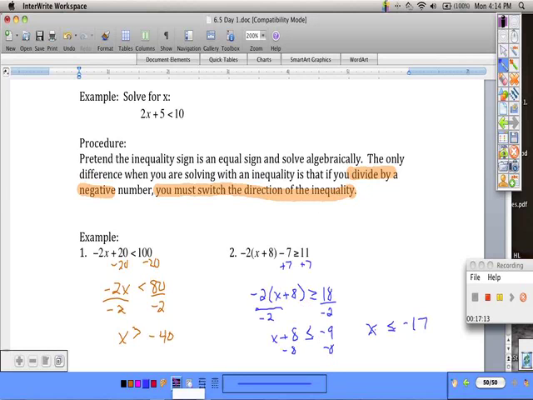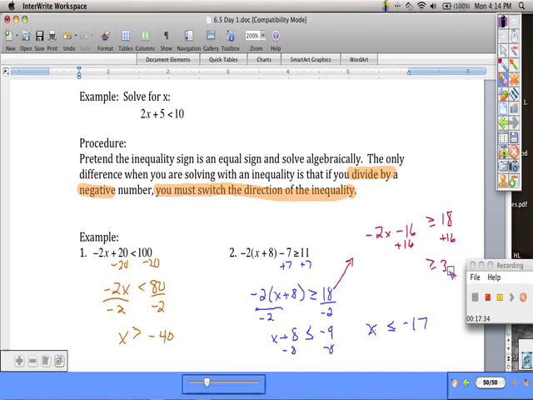If you would have distributed, we would have ended up with negative 2x minus 16 is bigger than or equal to 18. We add 16 to both sides. That would be 35. Take that back. That would be 34. Divide by negative 2. Dividing by a negative switches the inequality, and we end up with the exact same answer. It does not matter which way you do this, in the blue or in the red.